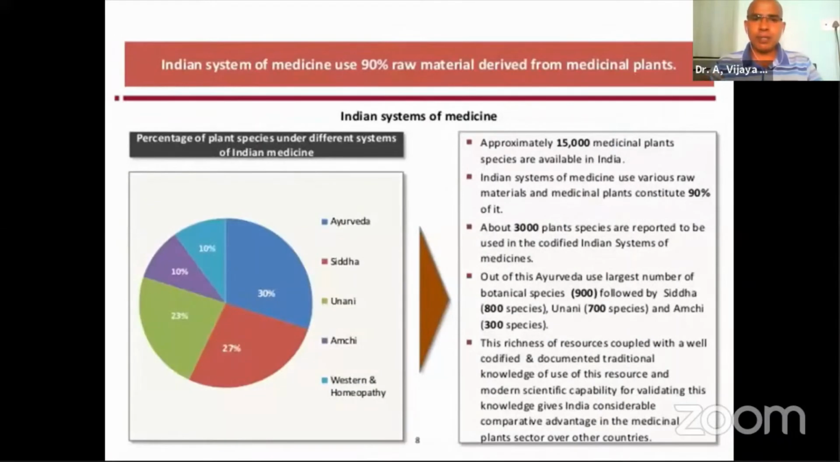And the Indian systems of medicine use 90% of raw material derived from medicinal plants. Among these, 30% of the medicinal plants are used in Ayurveda, followed by the Siddha system of medicine at the next 23%. 10% goes with the Unani, and the Western and other medicine systems.